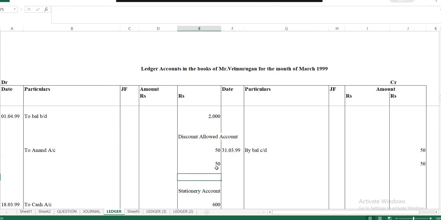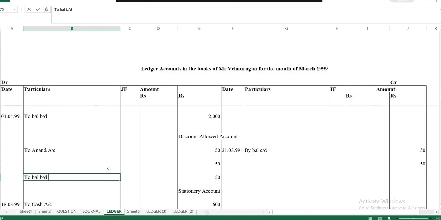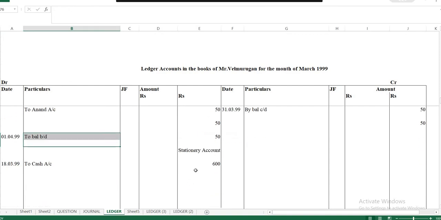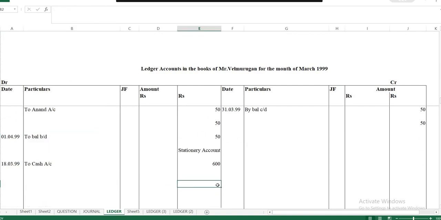So what is the date? 31/3/99. So after this 50, within lines you have to give it up. Then after this, the 50 rupees has to be brought down, to balance brought down. What is the date? In the discount allowed I didn't give the date; you also mention the date. I didn't mention the date for the 50 rupees here. So just give it up: 1st April 99.